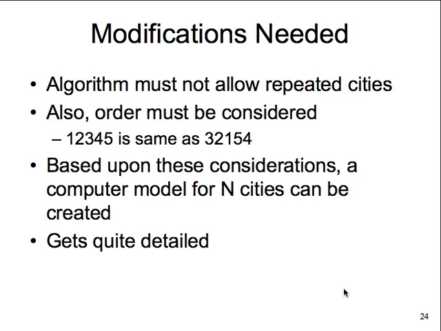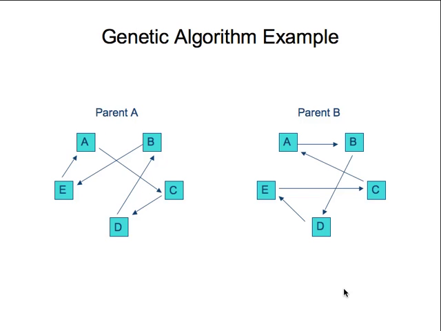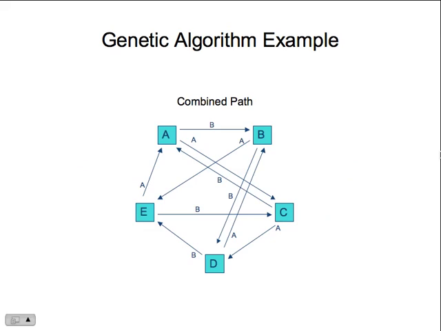A computer model of n cities can be created. You don't have to do it on the computer. Don't do it with computer models. It gets quite detailed, actually. You don't have to create a computer model. So here's an example with parent A and parent B. And we see the cities crossing over with A, B, C, D, A, B. We have different combinations. We put them together and we get the combined paths of both.